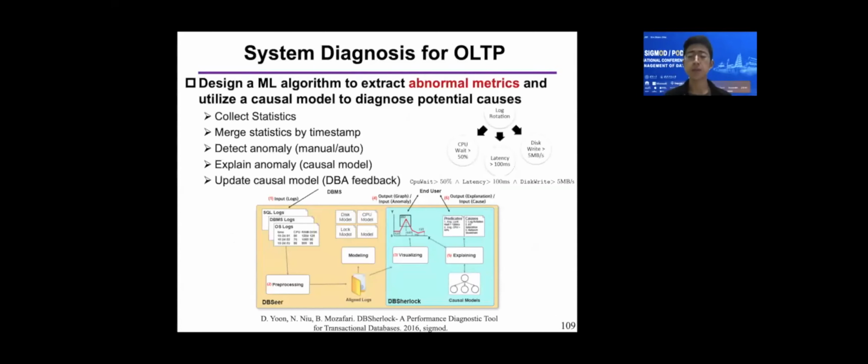First, for the system diagnosis for OLTP, the method takes the whole workload into consideration. One method designs a machine learning algorithm to extract abnormal metrics and utilizes a causal model to diagnose the potential causes. They collect the statistics and merge statistics based on the time step and then explain the root causes with the causal model, where each root cause is a cause variable with several effect predicates like the CPU wait, latency, and the disk write.